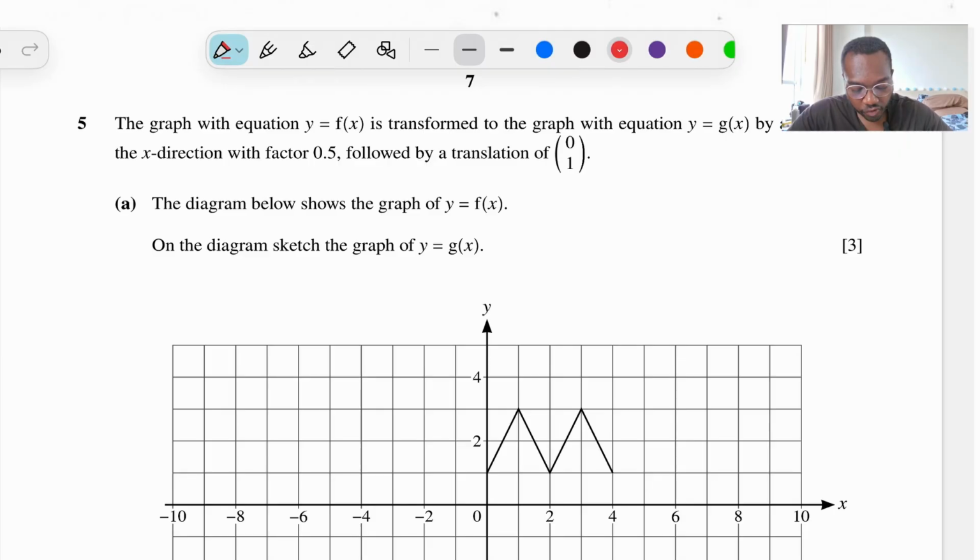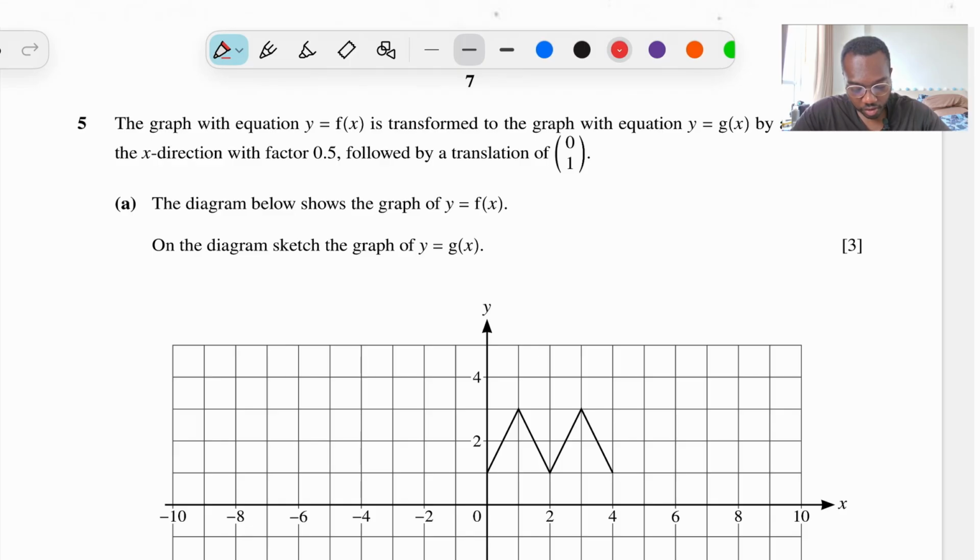Question 5, we've got the graph of equation y equals f of x is transformed to the graph of equation y equals g of x by a stretch in the x direction with factor 0.5, followed by a translation of (0, 1). The diagram below shows the graph of y equals f of x. On the diagram, sketch the graph of y equals g of x, okay?